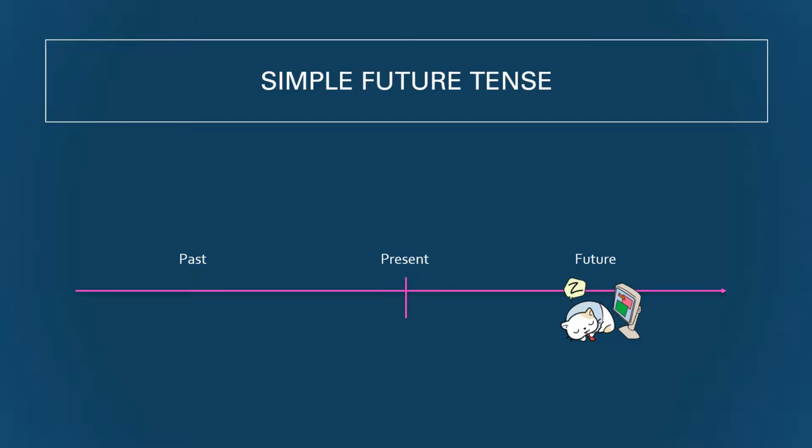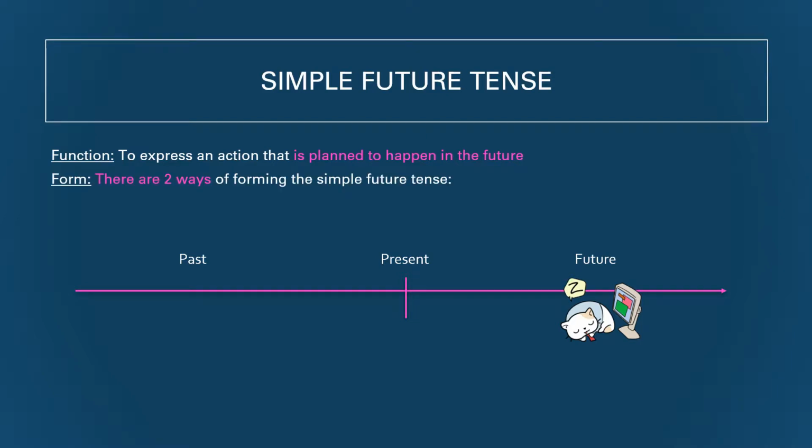Hello, and welcome to the simple future tense. This is the last verb of the simple verb tenses in English. So, how do we use it? We use this verb to express an action that is planned to happen in the future. And there are two ways of forming this verb tense.